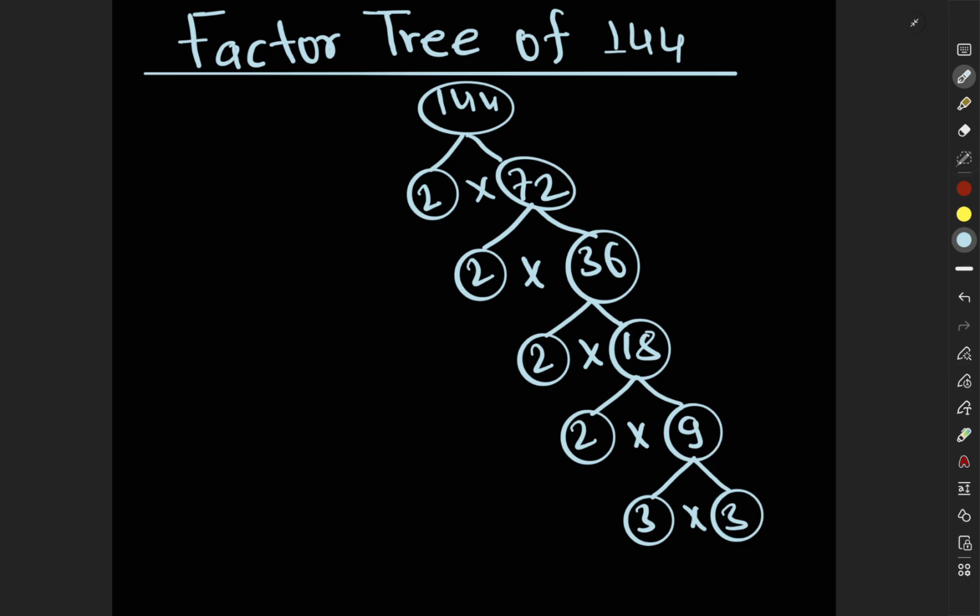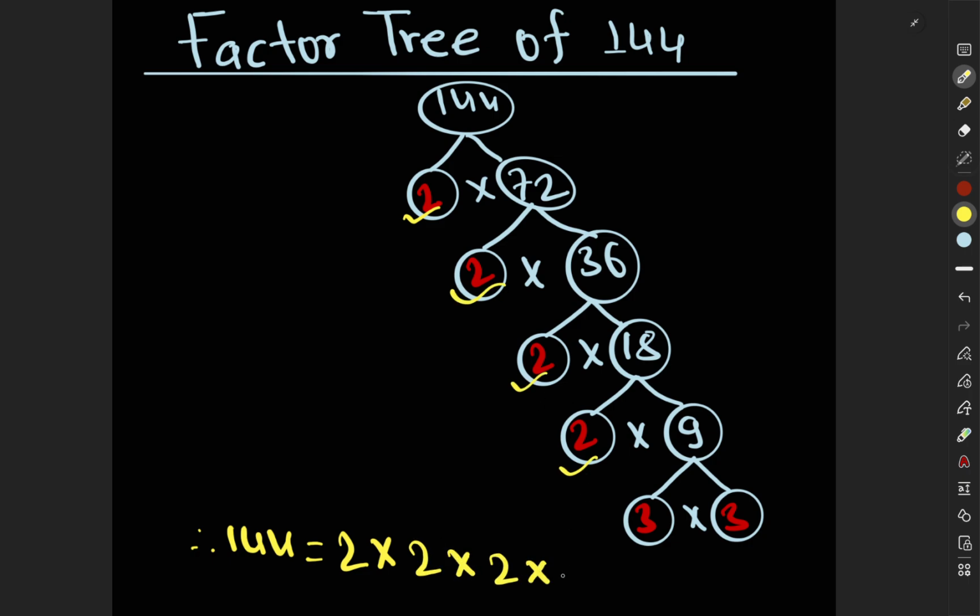So now we have to select the prime numbers among these numbers. So the prime numbers here are 2, 2, these 2, 2, and these both 3. So now we can write 144 is equal to the product of all these prime numbers, that is these 2 times these 2 times these 2 times these 2 times these both 3.